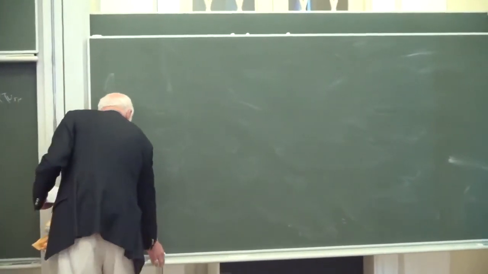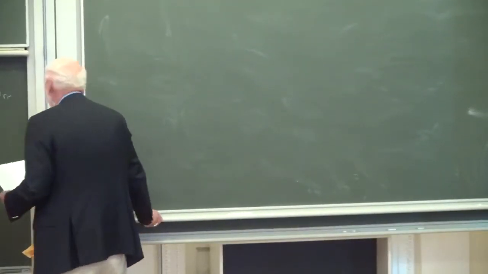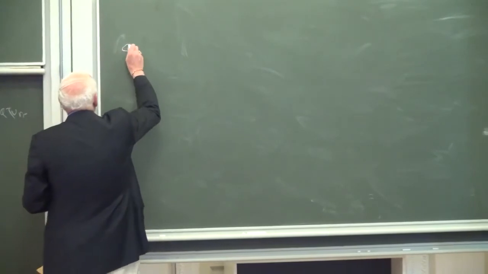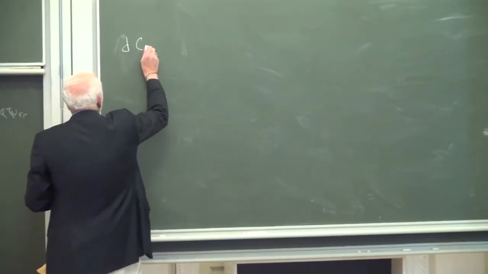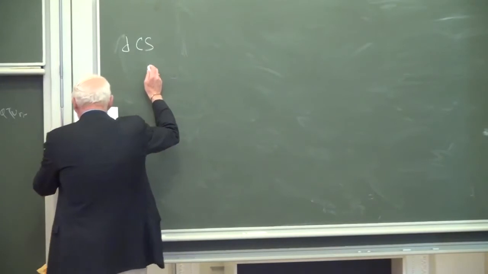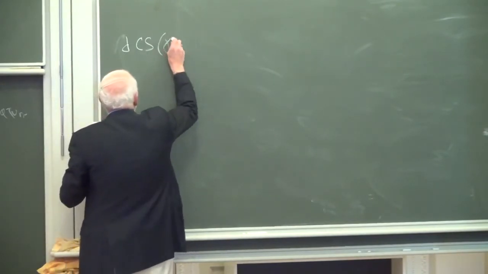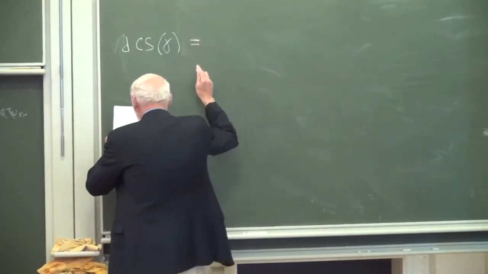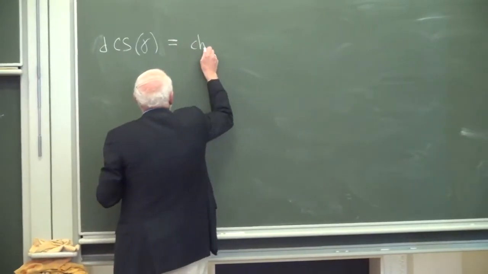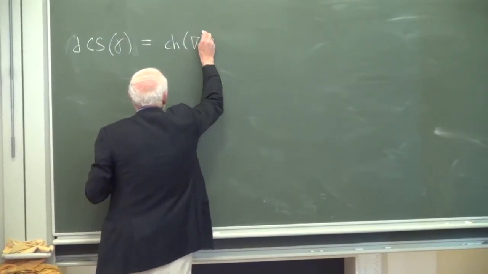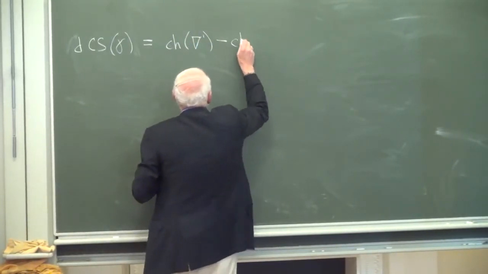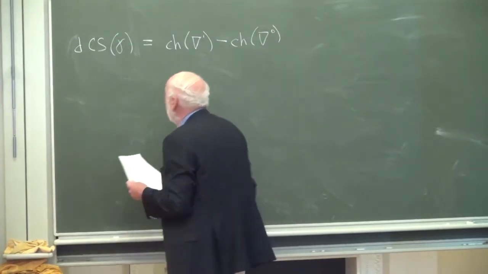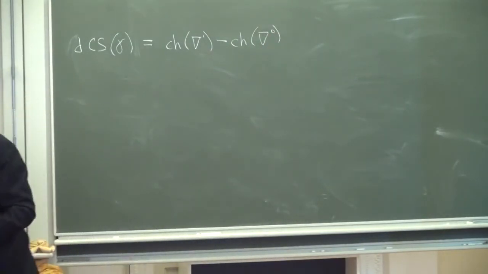So this is a term that connects the two characteristic forms. If I take the differential of CS of gamma, the dependent CS and gamma, D of that is going to be the Chern character of delta 1 minus the Chern character of delta 0.